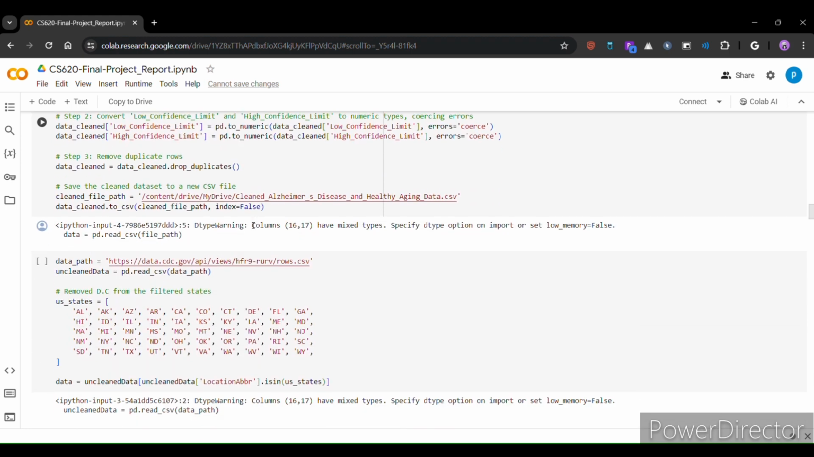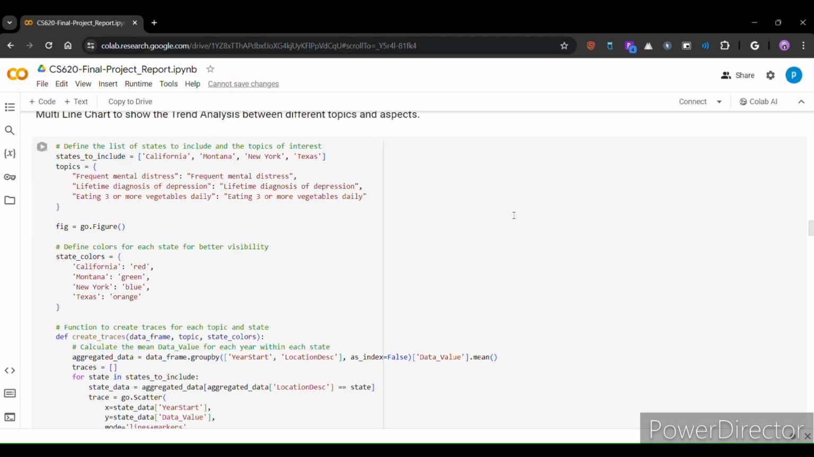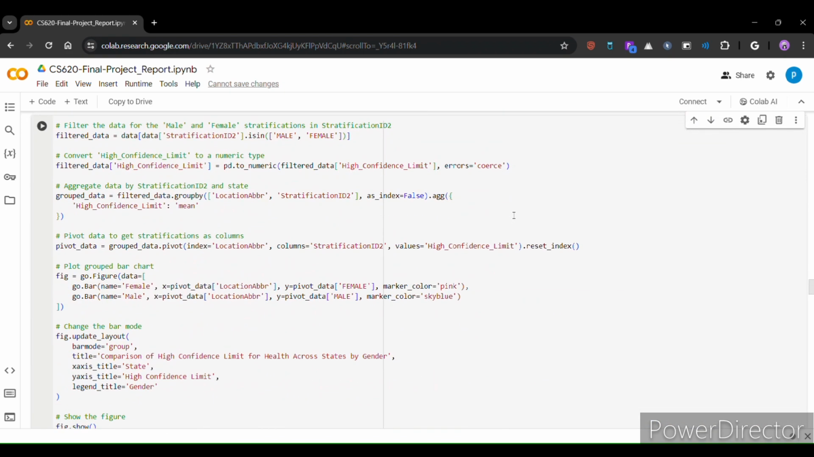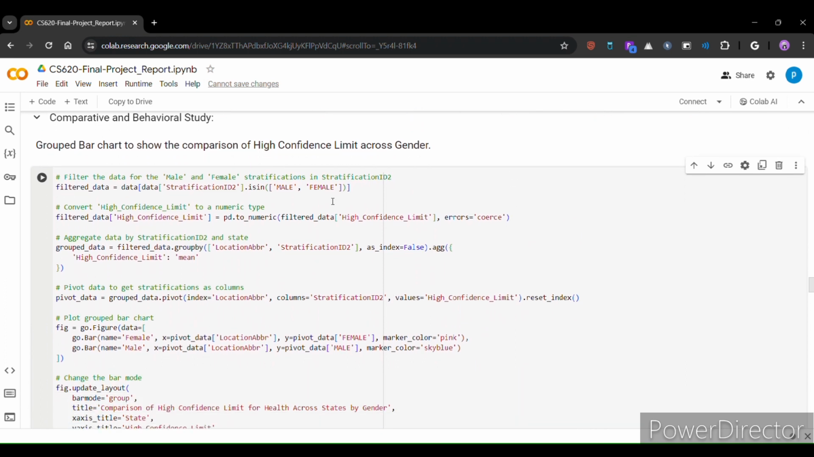After this, my main focus was to filter the states, because my main focus was on covering every state, so filtration of the states was much needed in my case. After the data cleaning process, my main focus was to check how disease prevalence varies across different demographic groups, like according to age or gender, how the disease increases or decreases. My main focus was to work on the gender part.